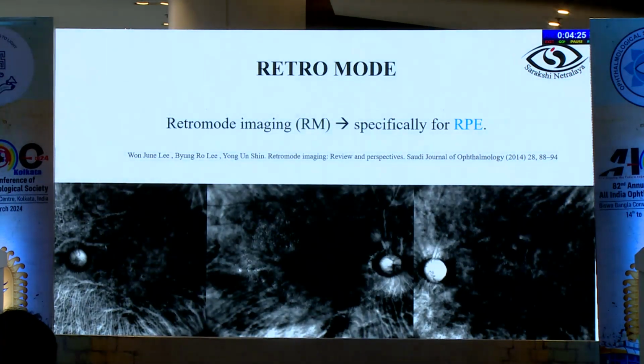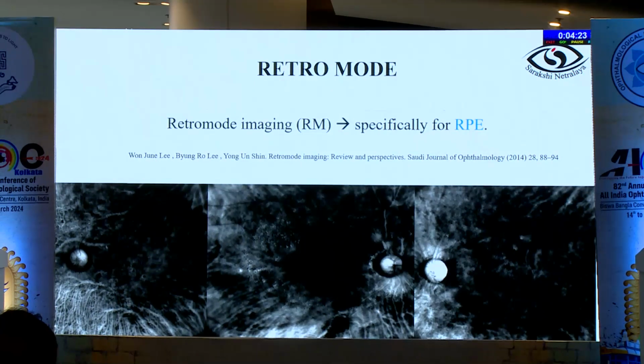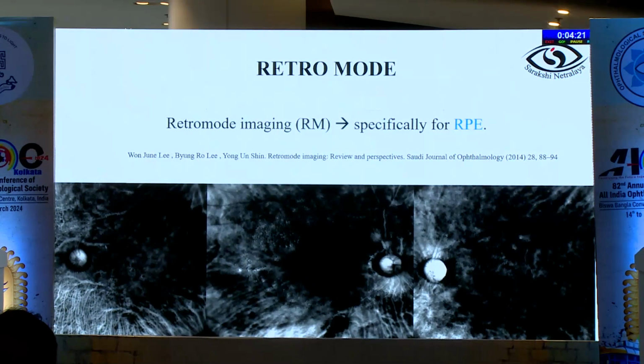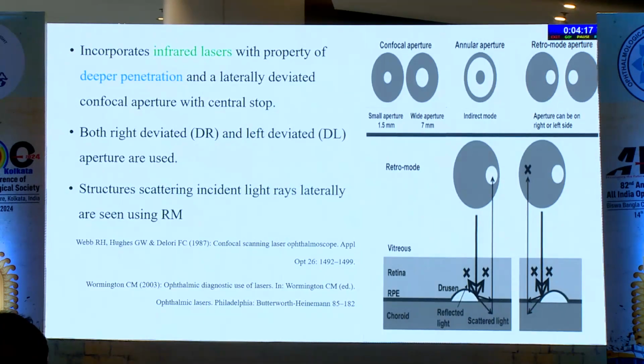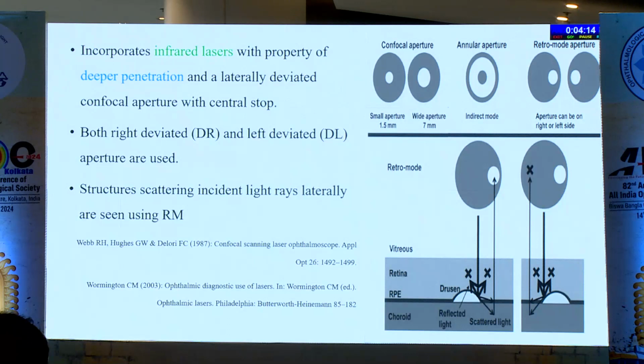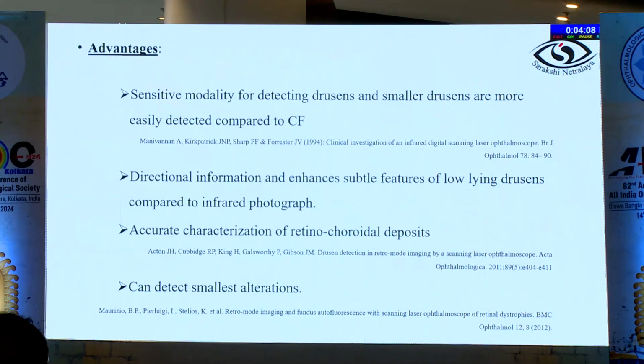Retro mode is a new investigative tool in the basket of all the investigations we have, and it specifically images the RPE. It uses infrared lasers, and in this the apertures are laterally deviated so that only the reflected light is taken from the structure. Various studies have shown the advantages: it is a sensitive modality, it gives directional information, it has accurate characterization of retinochoroidal deposits, and it can detect the smallest alterations.